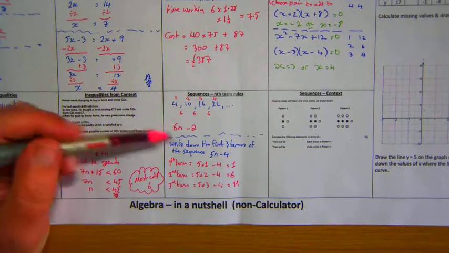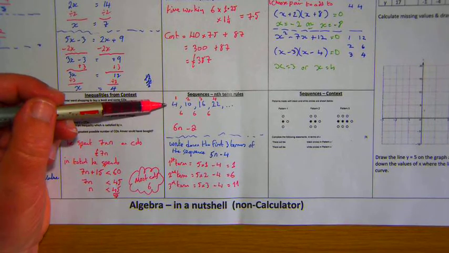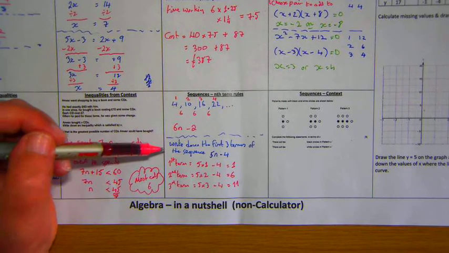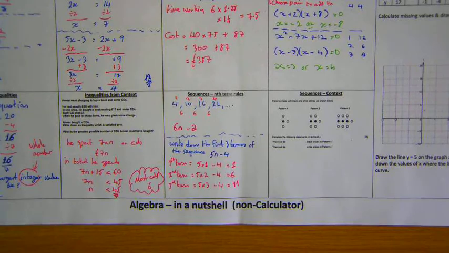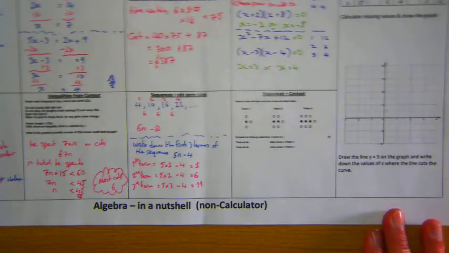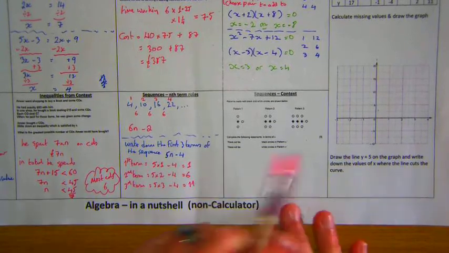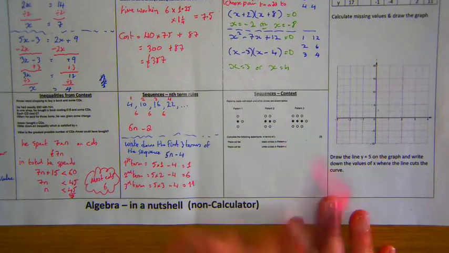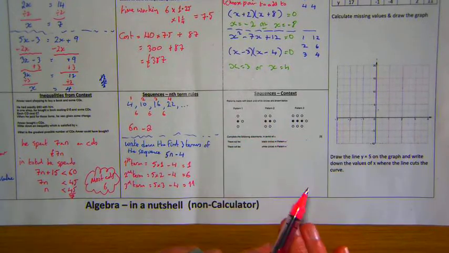So you need to be able to work out an nth term rule if they give you the sequence, but you also need to use an nth term rule to generate a sequence. And then the other way they could give you a sequences question is give it in a context, give you a spatial situation often where you are working with patterns.